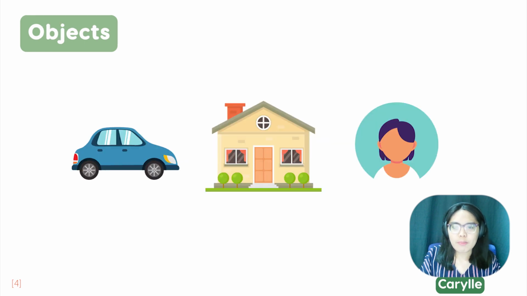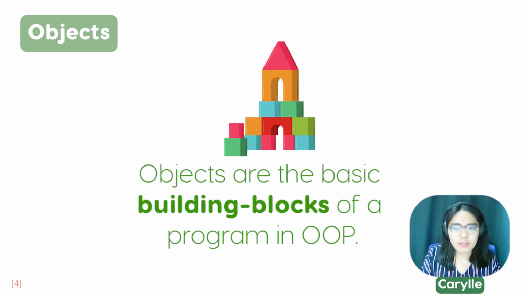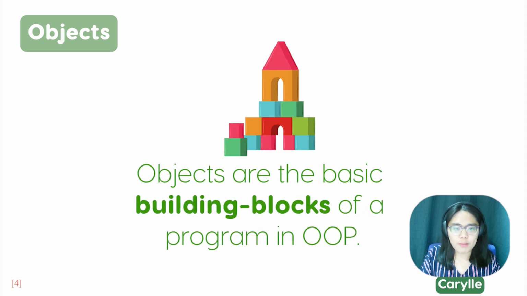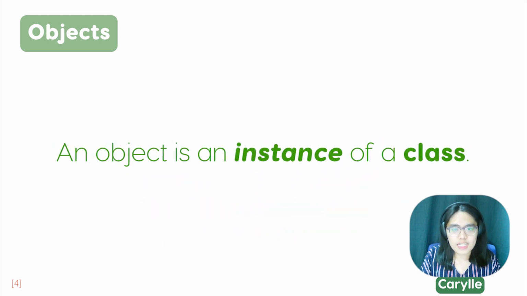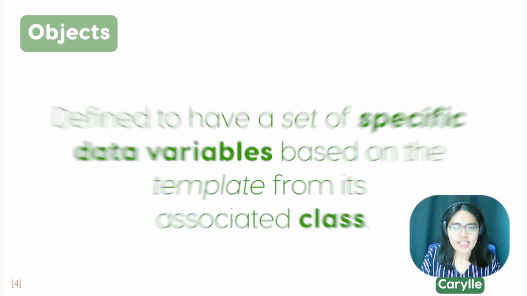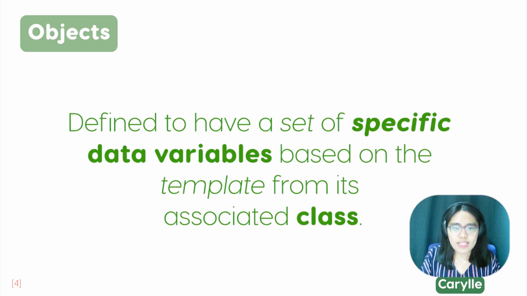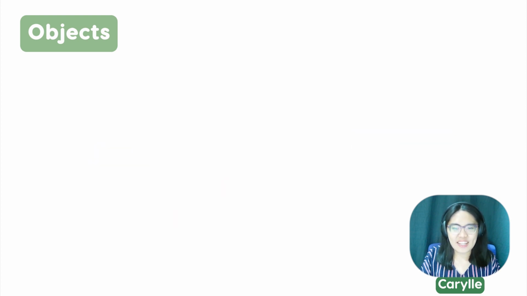Now we've already briefly introduced you to objects, but to expound on it more, objects are the basic building blocks of a program in OOP. An object is an instance of a class and is defined to have a set of specific data variables based on the template from its associated class. Okay, I hope you didn't get lost there.